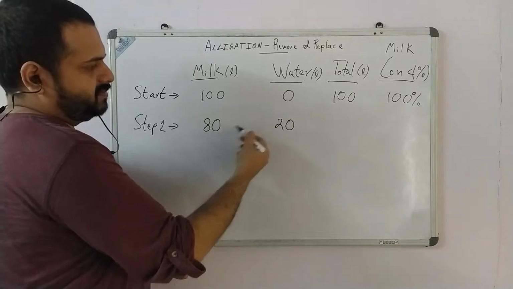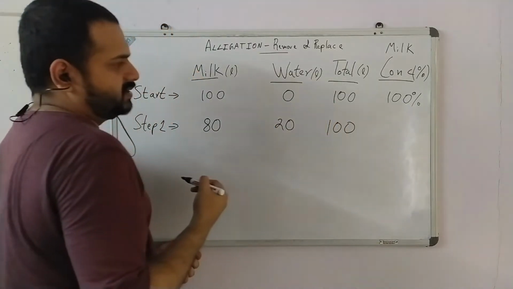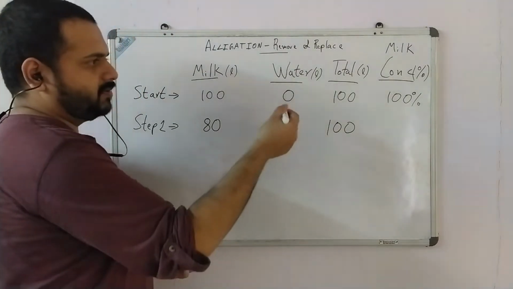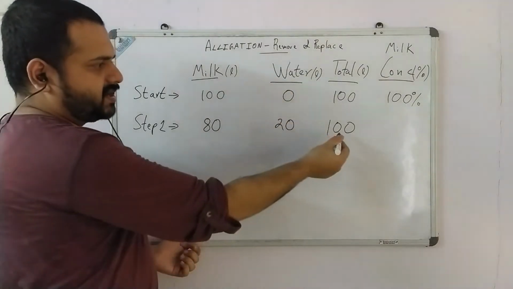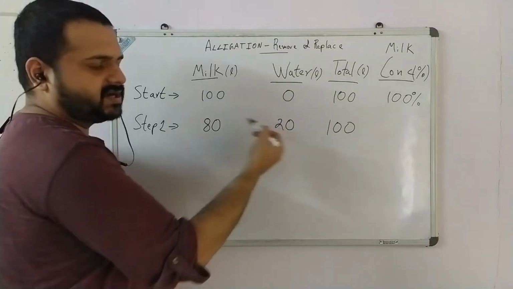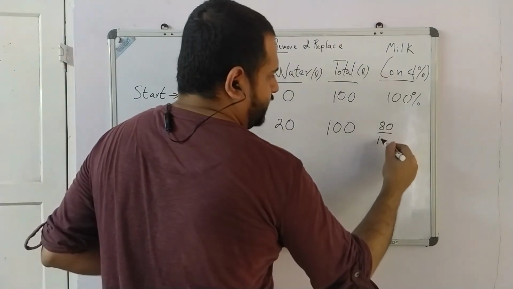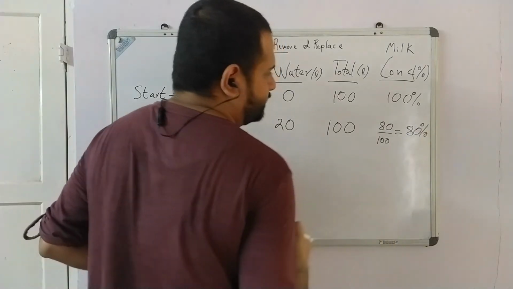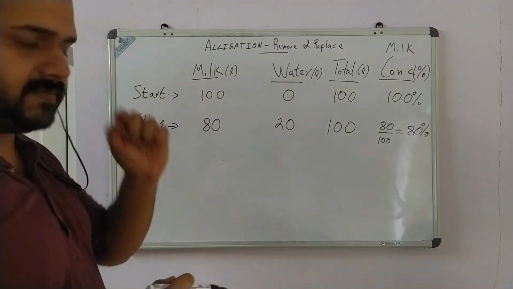What is the total volume? 80 plus 20, right? Like we have seen in the previous example, the total volume remains the same. However, what is the concentration of milk? 80 liters of milk in 100 liters of the mixture, right? Because right now this is a mixture containing 80 liters of milk and 20 liters of water, correct? So the concentration is 80 upon 100, which is 80%, correct? Now, can you see if you can apply the formula here? What was our formula?